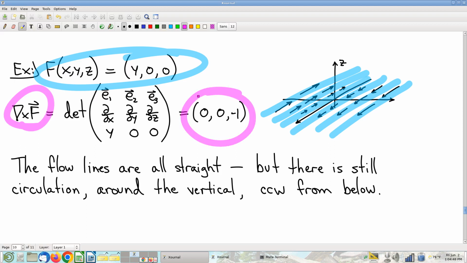Curl ends up being not 0. Curl is a downward vector. How could there be an indication of a rotational aspect of this fluid if no particle in this fluid is going in anything other than a straight line? And the answer is this. There is a hidden rotation here.